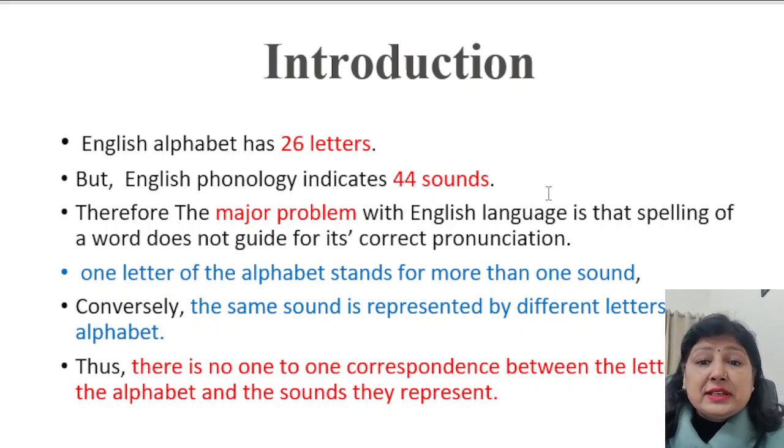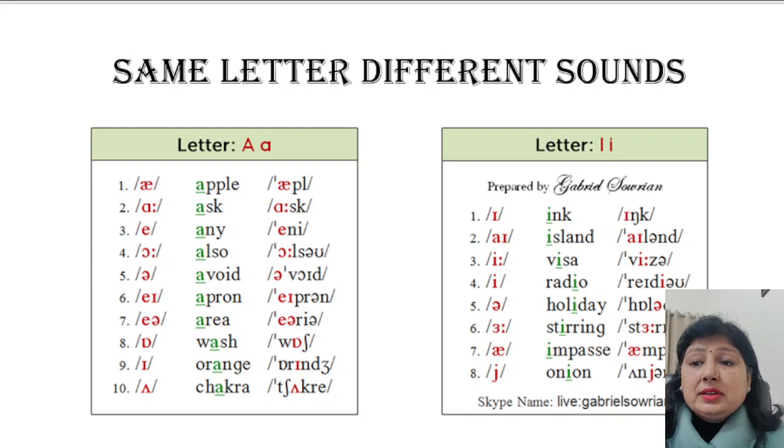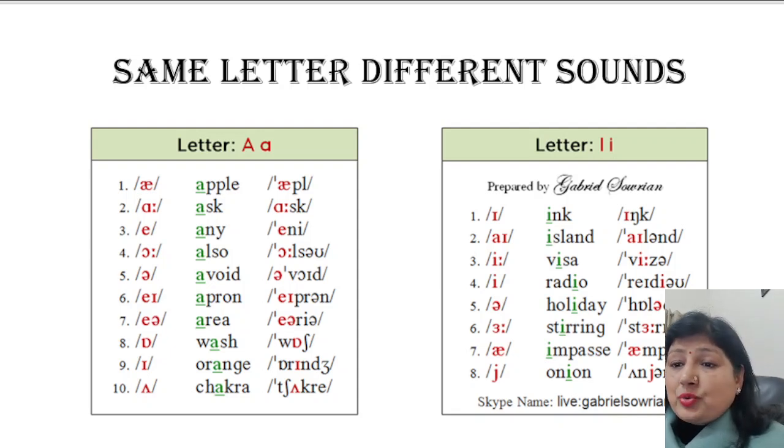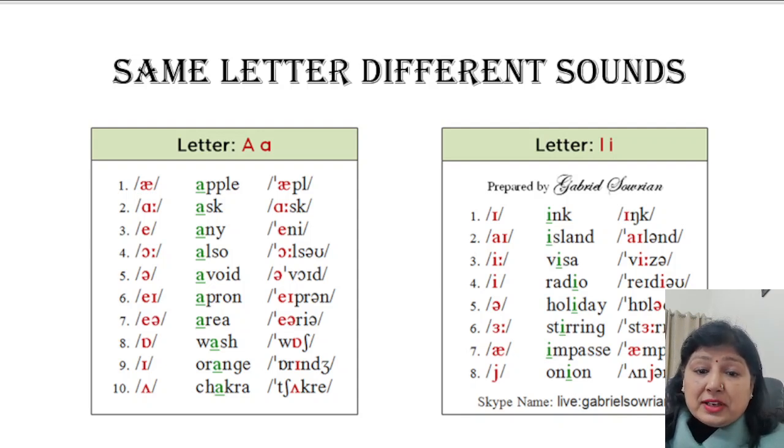As we can see in the next slide, the letter A. The sound of A produced in the word apple is quite different from the sound of the word ask or any, also, avoid, apron, area, wash, orange, chakra. So the letter is just one, A, but the sounds are varied, many sounds.